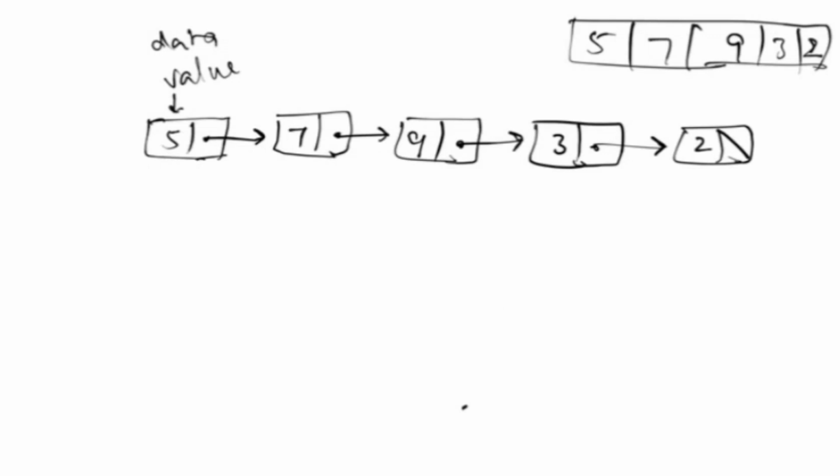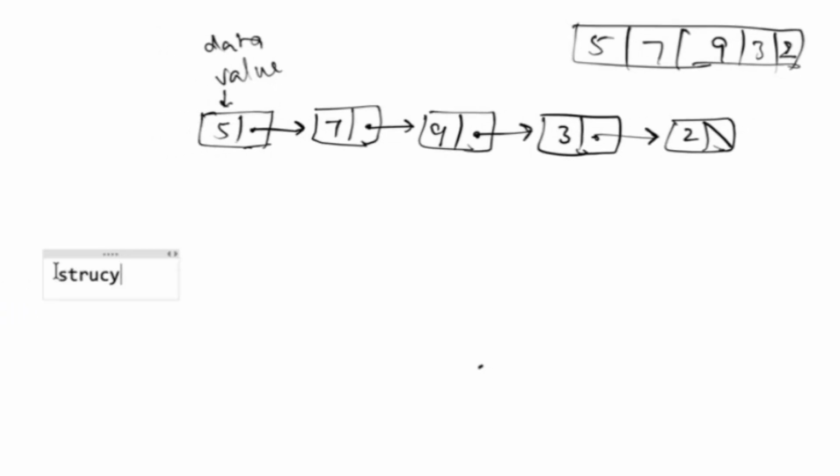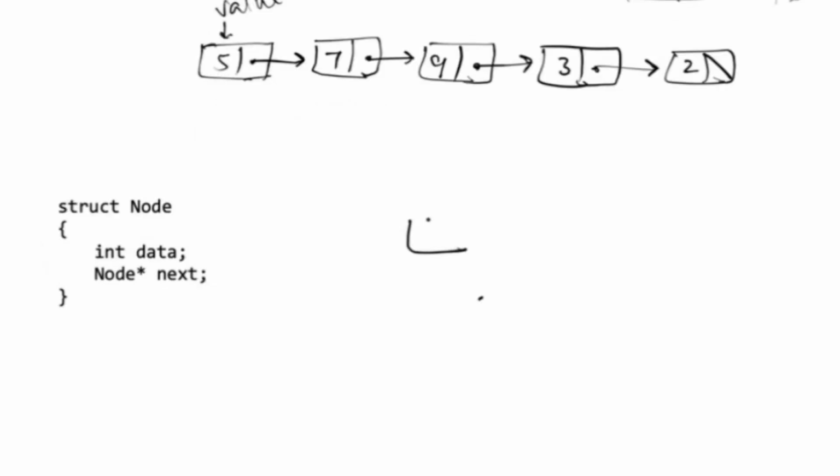Instead of one element, now we have a structure, right? You must have read structures in C language, right? So this is structure node, and node has one integer data and node pointer next. So this structure has the data field. This is the data field, and this is the next field. So next is a pointer to the next element.